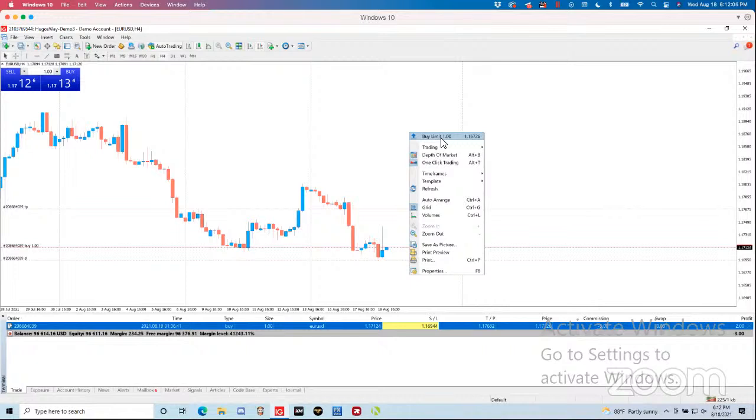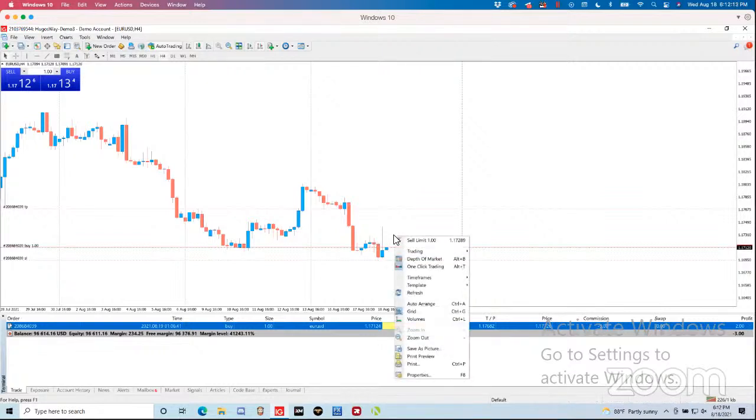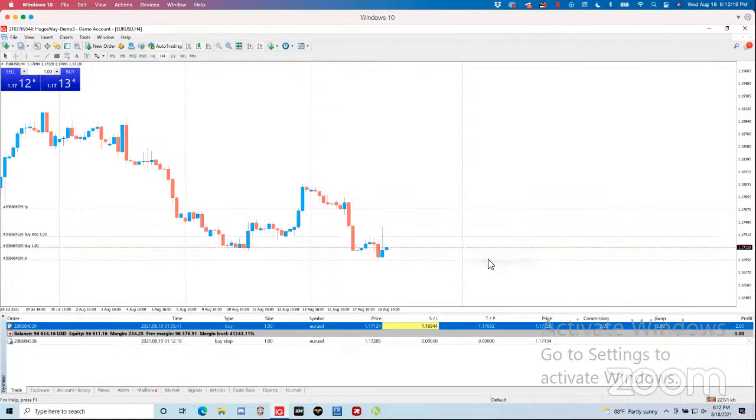And if I want to do some other things, like let's say I'm above price right now and I want to put in a buy stop, I can right click, go to trading icon, come down to buy stop. And now I got my buy stop in right here.